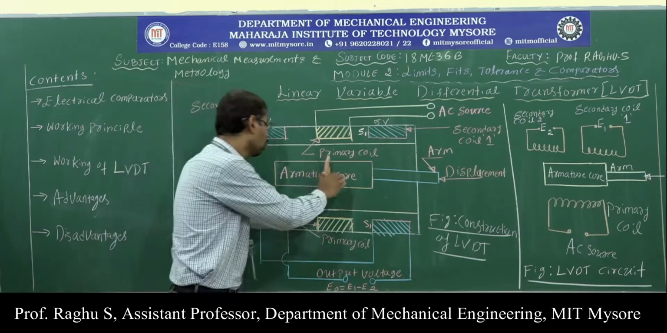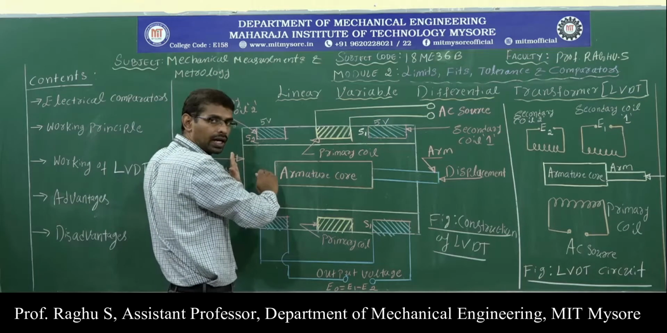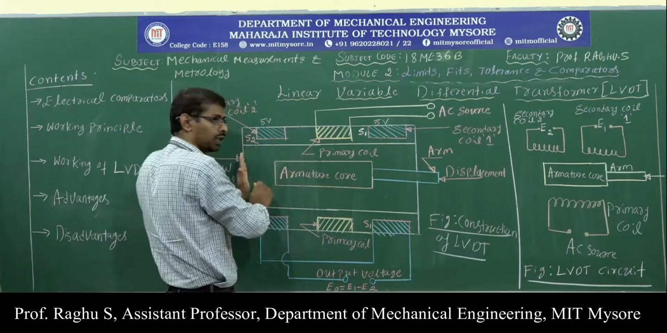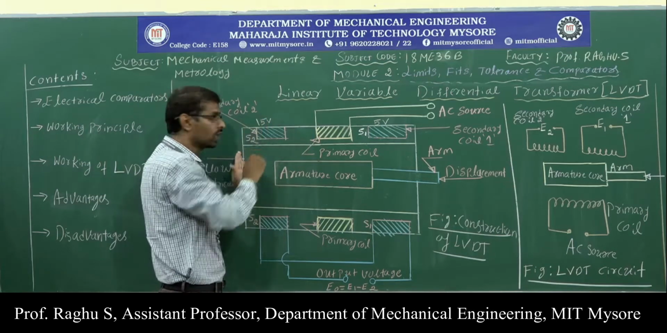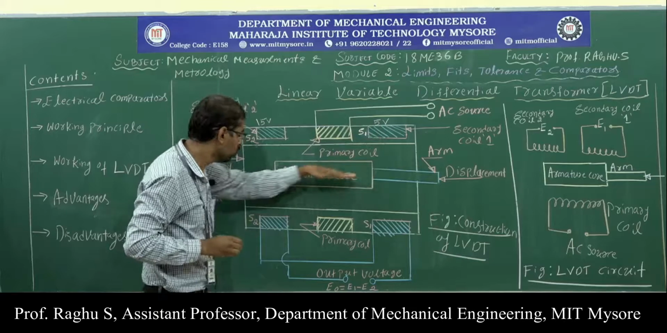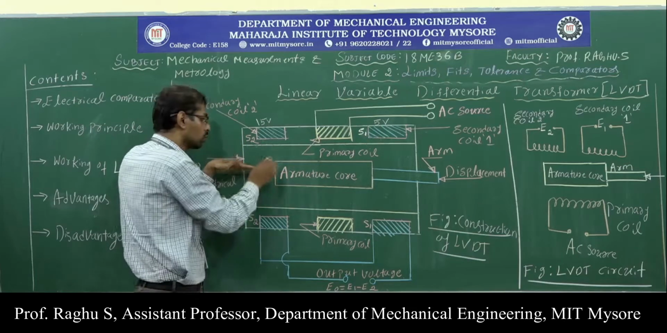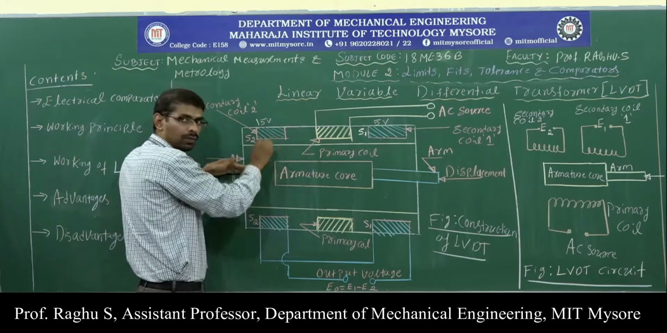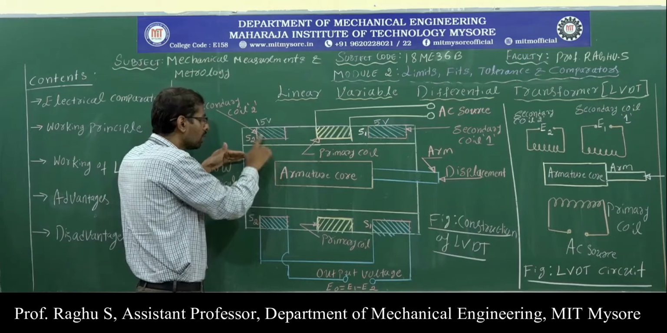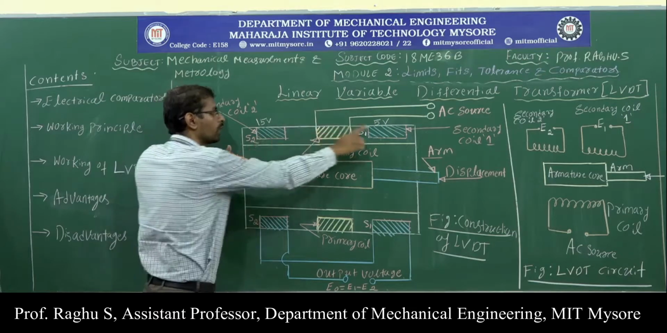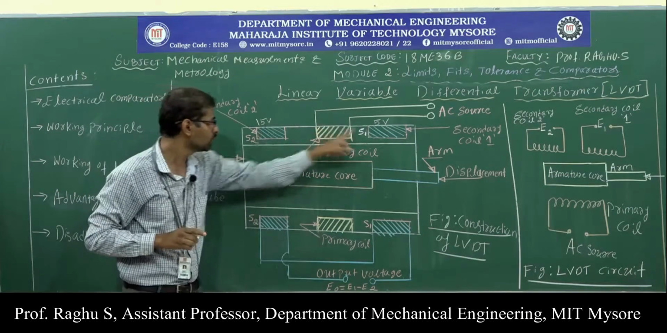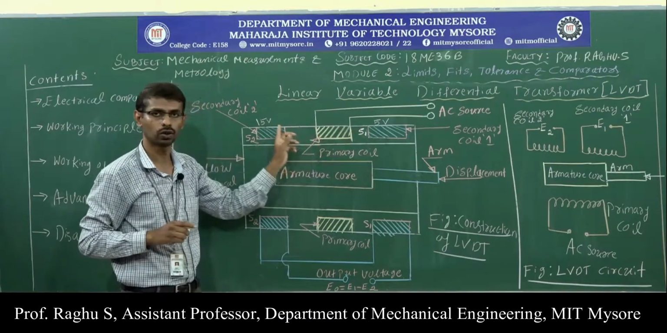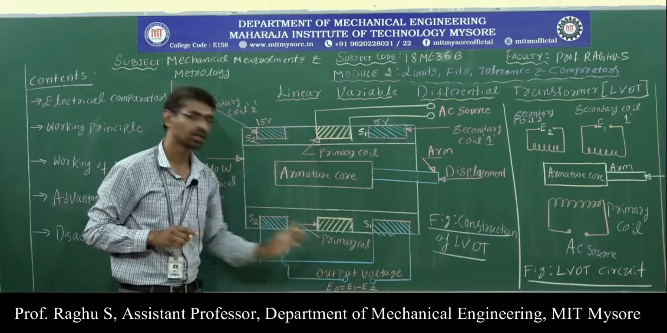Suppose the core moves towards the left side. Then, because of magnetic coupling, more voltage is induced in S2 compared to S1. Then what is the output voltage? Output voltage will be the difference, E1 minus E2, that is 15 minus 5, which is 10.